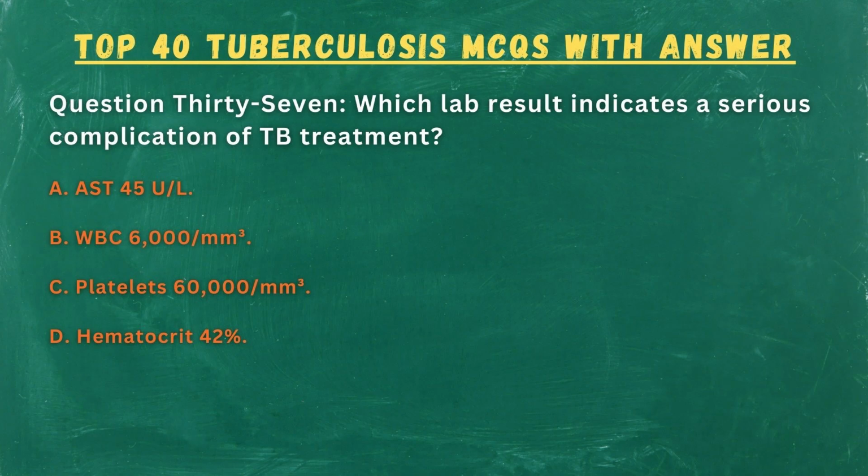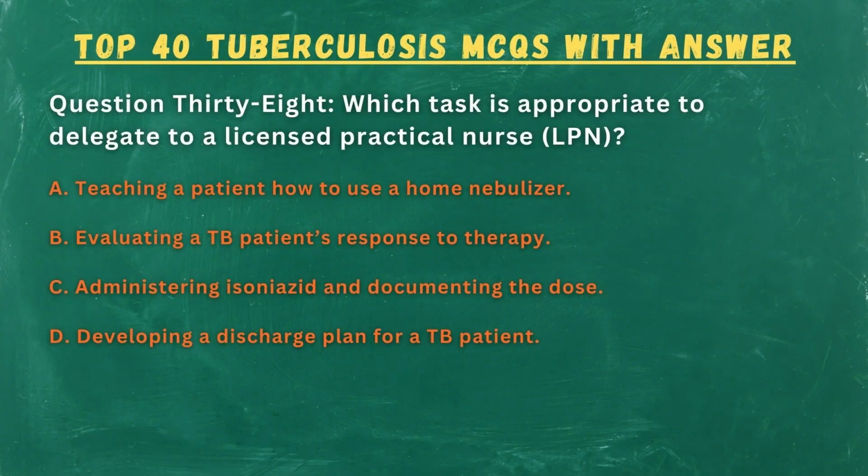Question 37. Which lab result indicates a serious complication of TB treatment? A. AST 45 U/L. B. WBC 6,000/mm³. C. Platelet 60,000/mm³. D. Hematocrit 42%. Answer: C. Platelet 60,000/mm³.